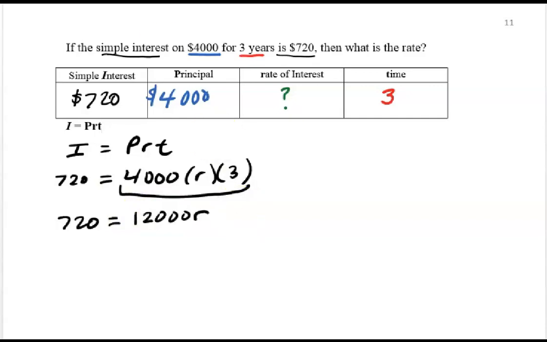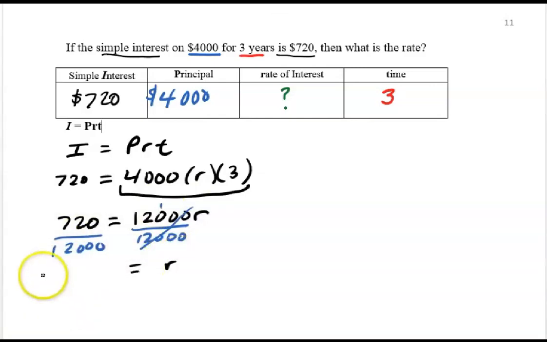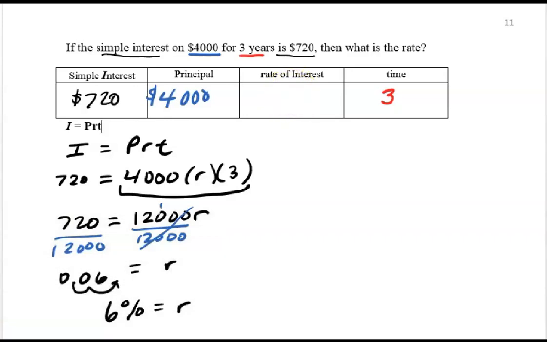12,000 R. To solve for the rate, I will divide both sides of the equation by 12,000 in order to get the rate by itself, the R here on this side of the equation. So then that gives us 720 divided by 12,000. And that gives me the decimal of 0.06. But of course, remembering how to convert a decimal to percent, we move the decimal 2 places to the right, and that is 6%. So the rate of interest is 6%.